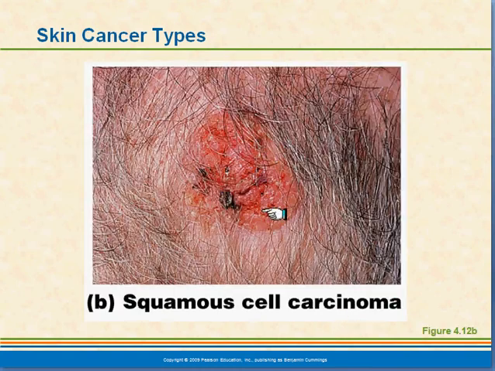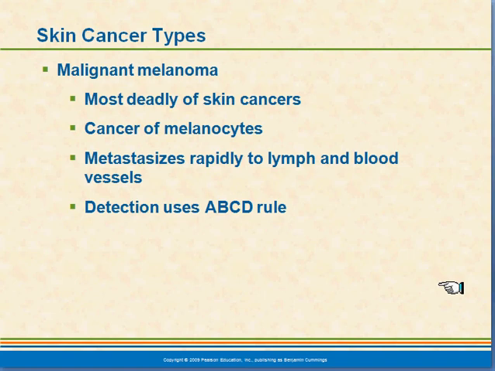This is squamous cell carcinoma, and one of the things to look for if you're looking at a cancer is, does it have multiple colors? This is reddish. Red lesions certainly are things to be concerned about. Border shape, other things. In fact, we have this set of rules to look at and evaluate cancers with. So we'll talk about those in just a moment or two.